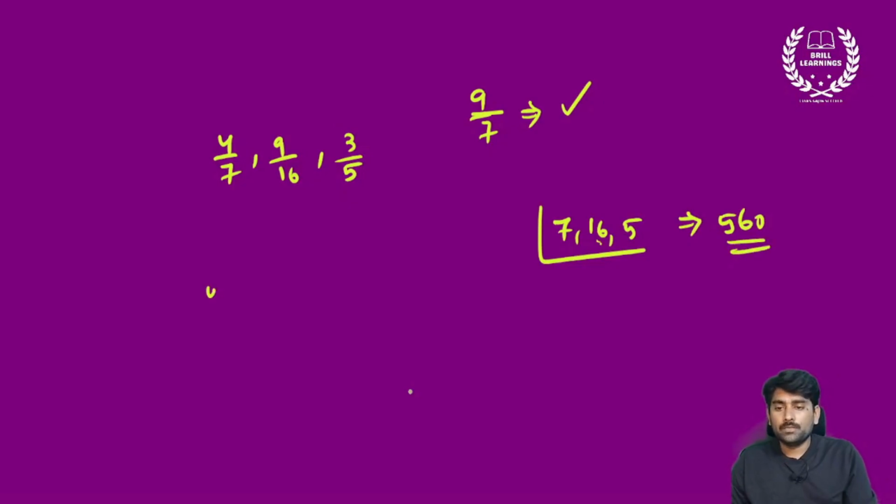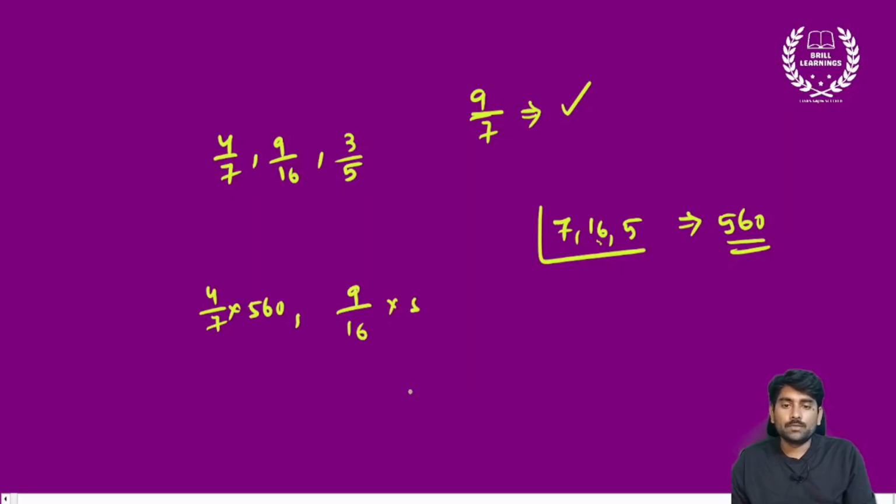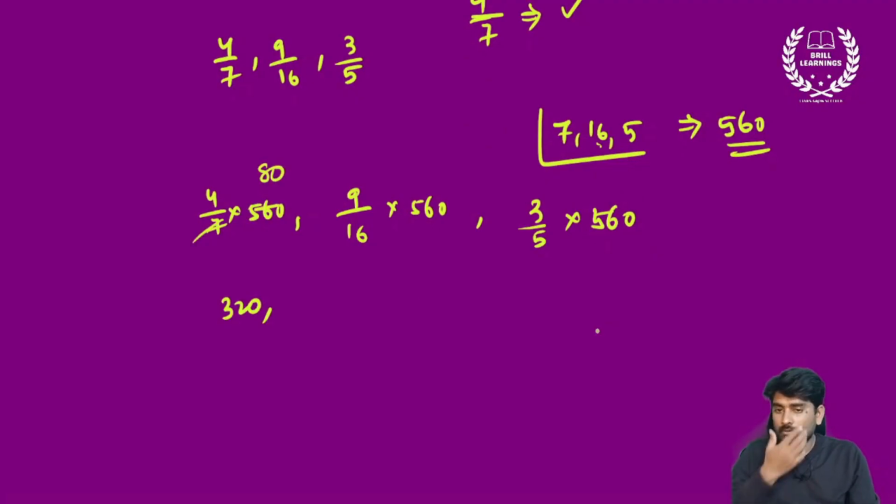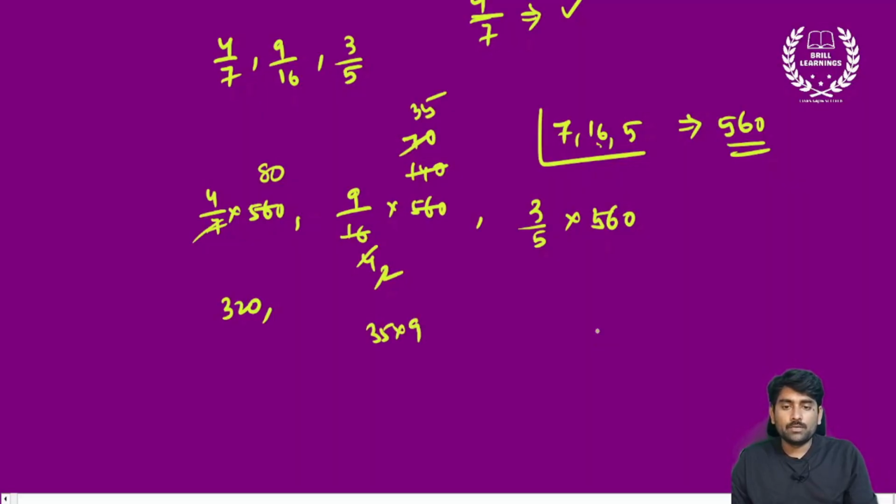Okay. Now multiply these values. 4/7 into 560, 9/16 into 560, 3/5 into 560, in order to find which value is the least one. Okay, 7 ones are 7, 8 4s are 320 here. Okay. 2 2s are 70, 2 1s are 35. So 35 into 9 we need to find here.